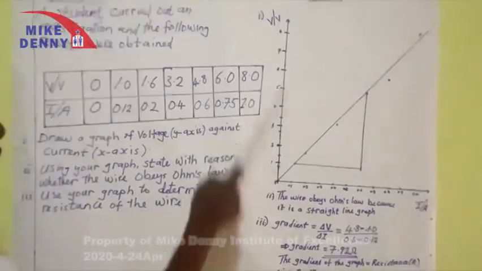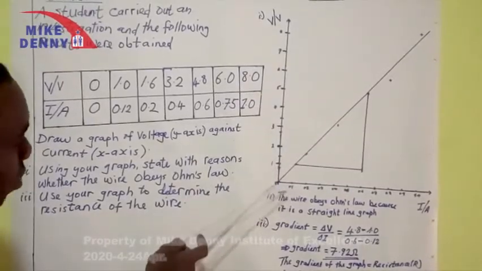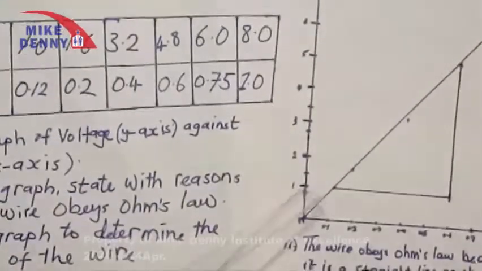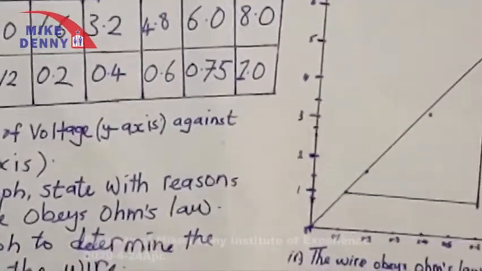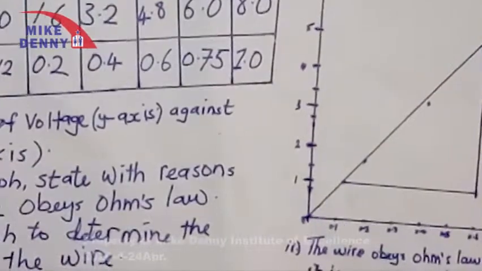And if you look carefully, you have equal interval. From 0 to 1, the difference is 1. From 1 to 2, the difference is 1. From 2 to 3, the difference is 1. And therefore, your scale must be equal.